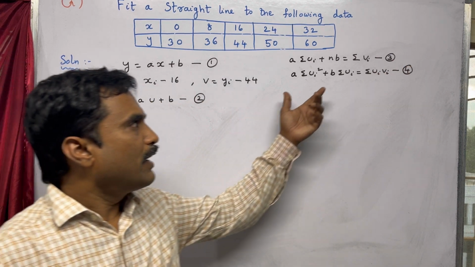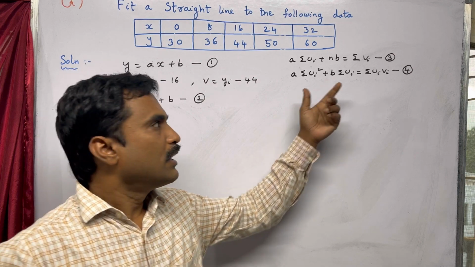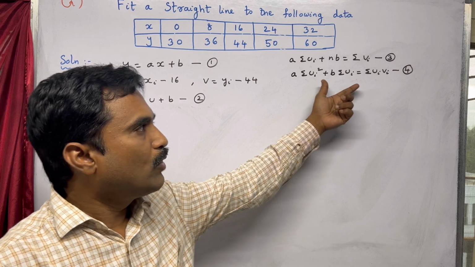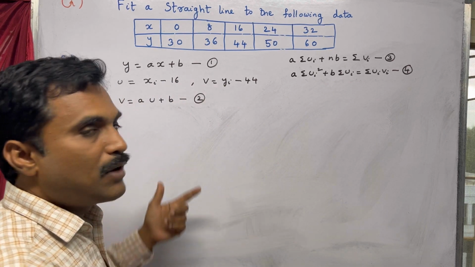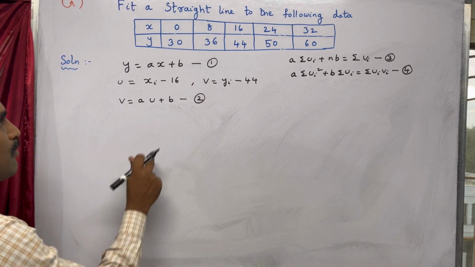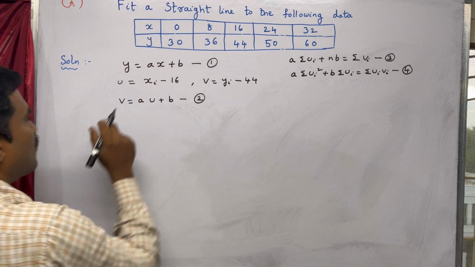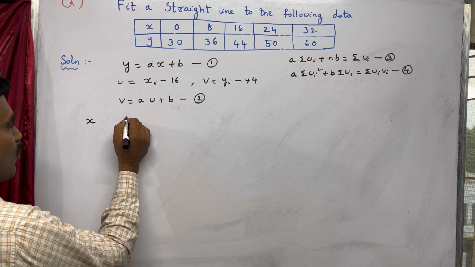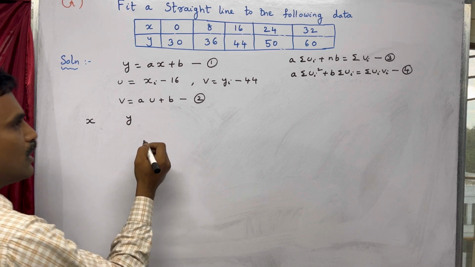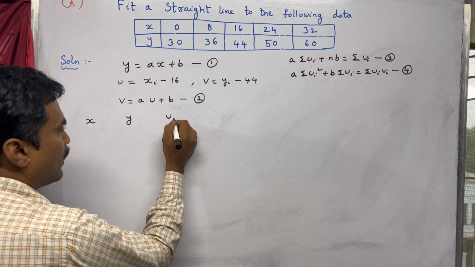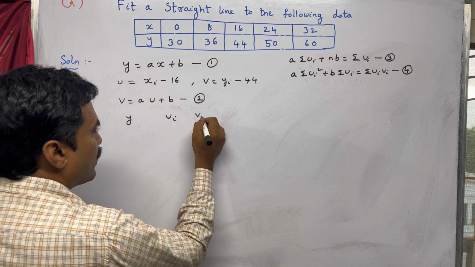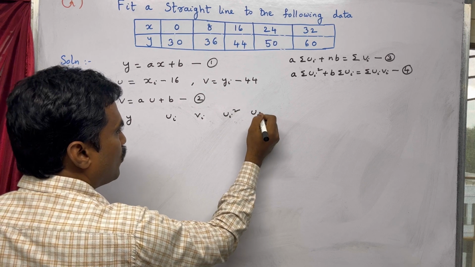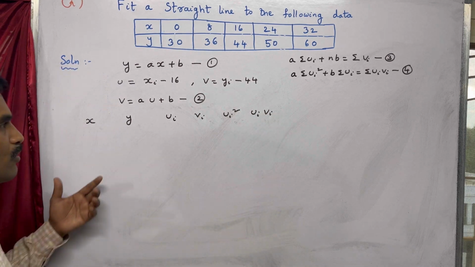Now we are going to find the values of sigma ui, sigma vi, sigma ui square and sigma ui vi by using the tabular form. First we will write the table columns. The first column will be the x values, given in the problem. The second column will be the y values, and the third column will be ui, then vi, the next column will be ui square, and the last one will be ui vi. We are going to find them one by one.